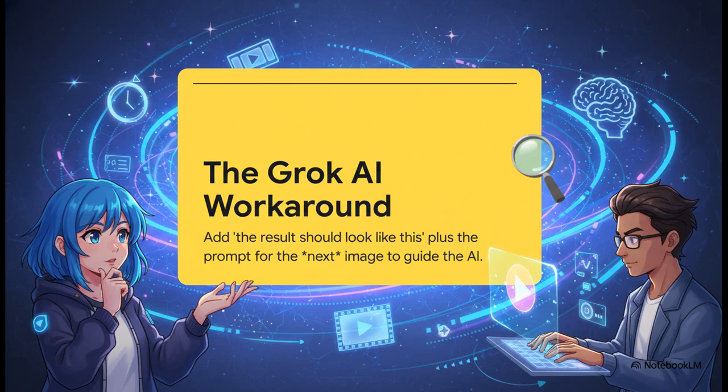So here's the whole secret. Since Grok AI can't take a start and an end image, we have to guide it using text. After you paste in your video prompt, you literally type out the phrase, "The result should look like this." And then right after that, you paste the image prompt for the next picture in your sequence. You're basically describing the destination to the AI, telling it exactly what the last frame of the video clip should look like. It's a clever way to get that same frame-to-frame effect.